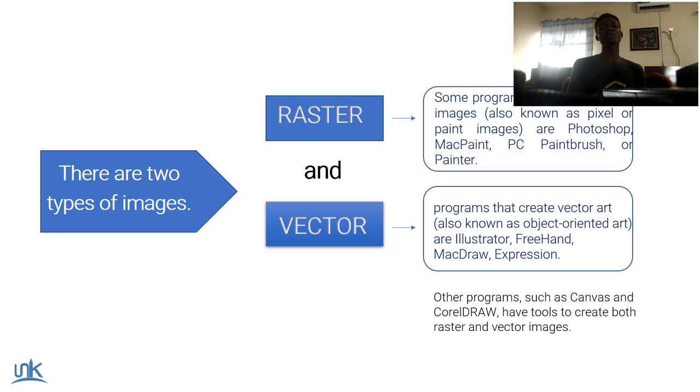All these programs help you to create, to retouch images, to work with images, to manipulate them any way you want to. You want to cut out your neck and so on. They work basically on images. And we have another one, vector. Vector, in other words, is called object-oriented art.